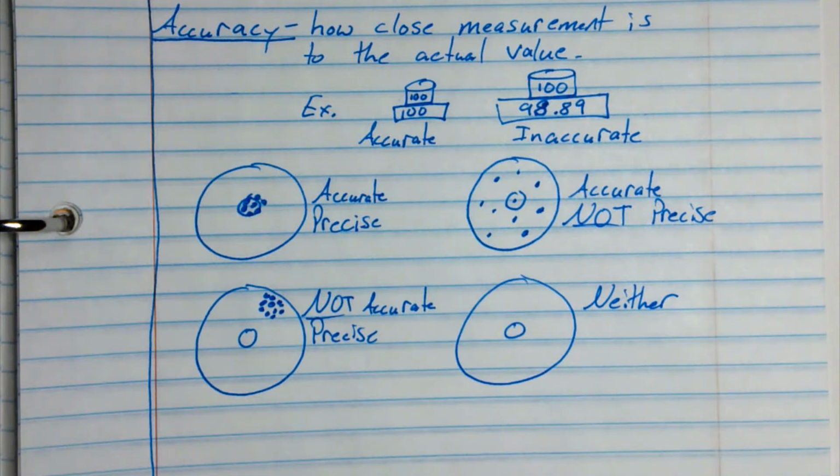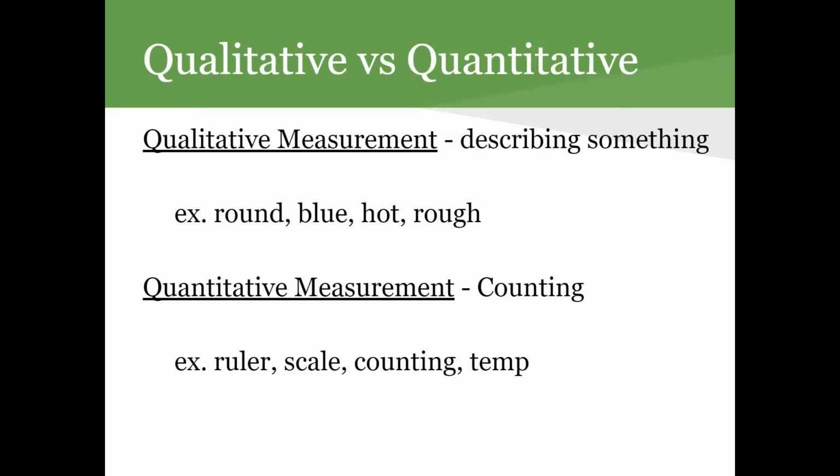And then we have two different kinds of measurement. We have qualitative and quantitative. Qualitative is a quality of the measurement. So it's kind of describing something. So the color, if it's smooth or soft or fluffy or whatever, that's telling you about it. It's not something you can count or put a number to. There's no numbers involved with qualitative.